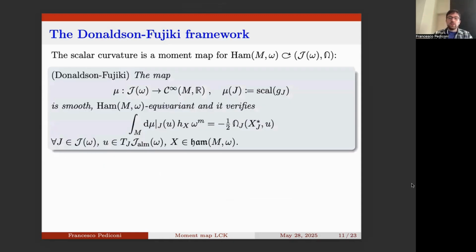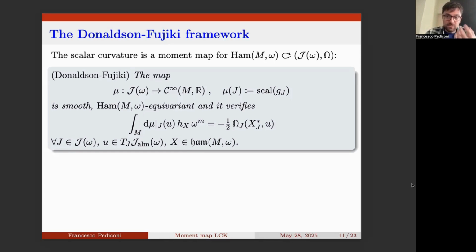So indeed, we are in good shape to state the Donaldson-Fujiki theorem, which tells you that the scalar curvature is a moment map for the action of the Hamiltonian group on the infinite dimensional manifold of compatible complex structures endowed with the tautological symplectic form. To be more precise, we can associate to any complex structure J a function, which is the scalar curvature of the Kähler metric obtained by J and the form omega that we fixed at the beginning.